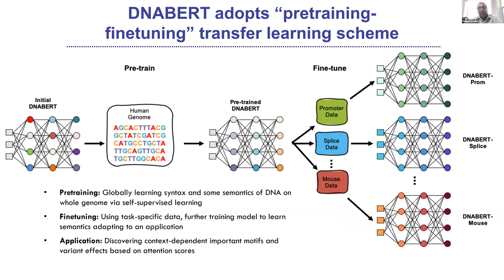Once you have this pre-trained model, then you develop different fine-tuned models or different classifiers. It could be classifying promoters from the rest of the genome, classifying splice sites from the rest of the genome, which can also be applied to a different, closely related species like mouse. So this is, in a nutshell, what DNABERT is doing.